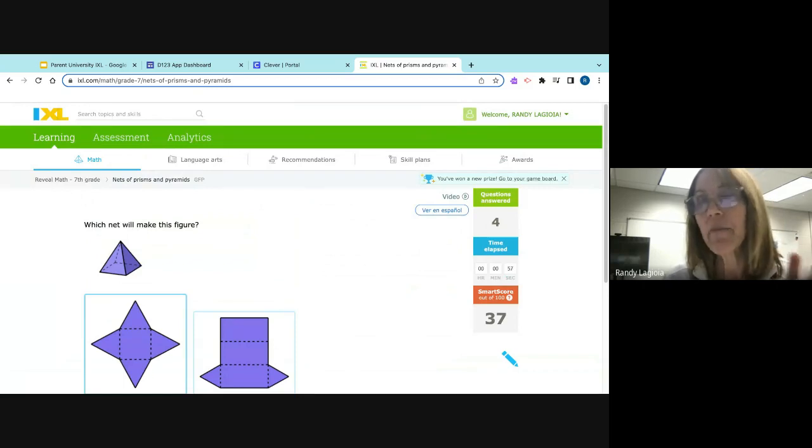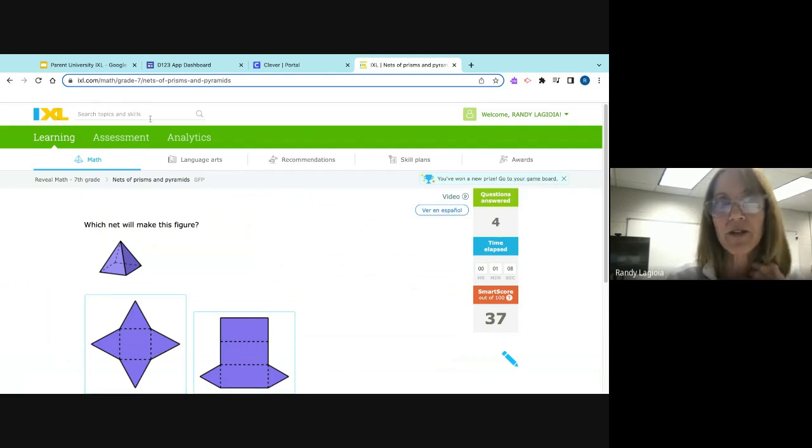It doesn't stop at 80. As Dr. Gavin said, it'll go all the way to 100. But once the child reaches 80, that's proficient and they can move and go into another skill. So that was under assessment.